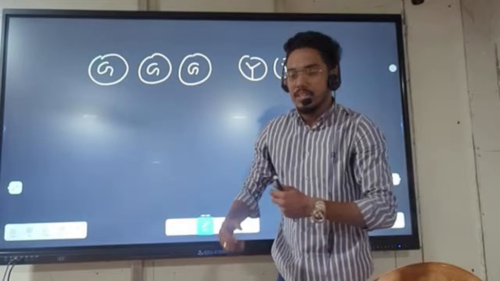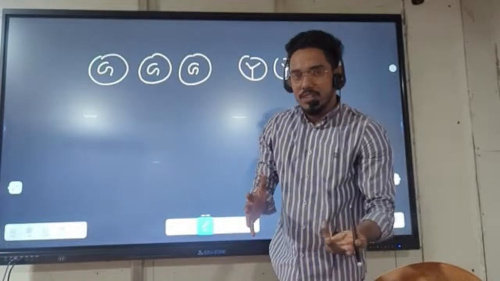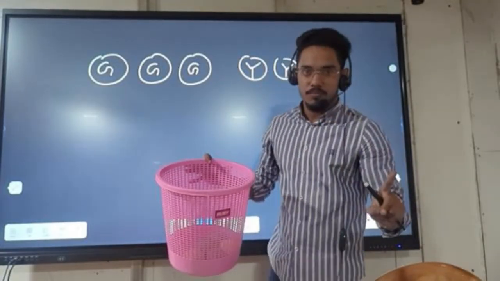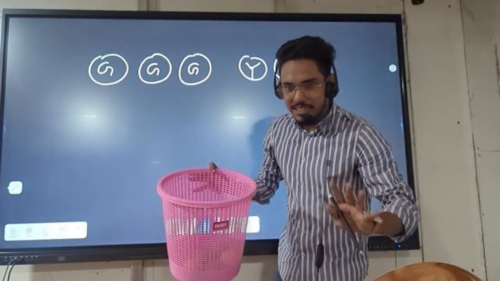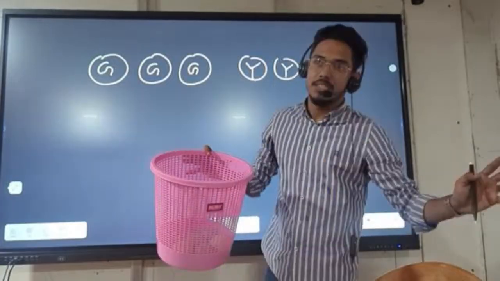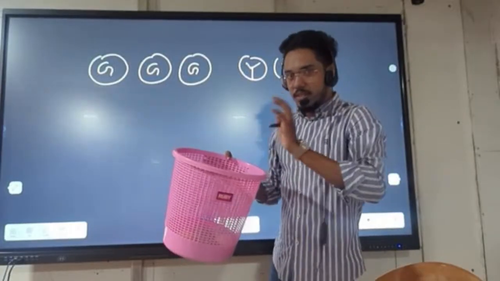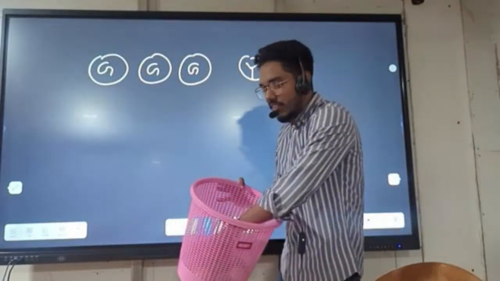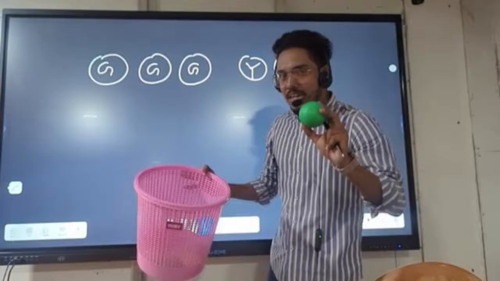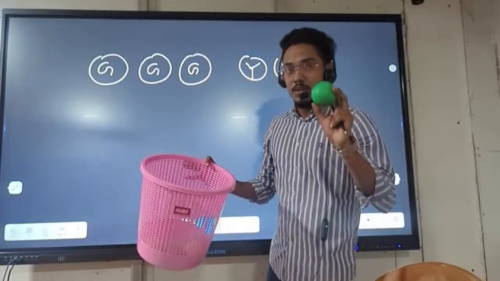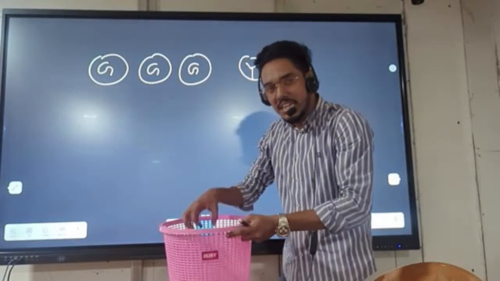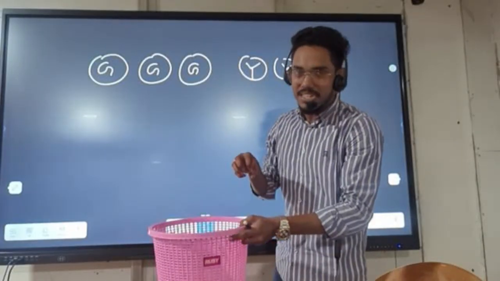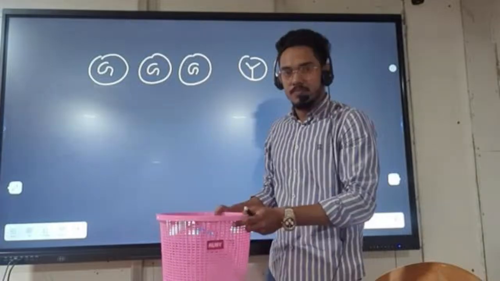In primary grades, what you have learned is only one draw, which means we have five balls here and only one time I'm going to pick a ball. Is that clear? If I have picked a ball already, I will know the result. Probability means before doing the event, before taking one ball from this basket, we see the chances.